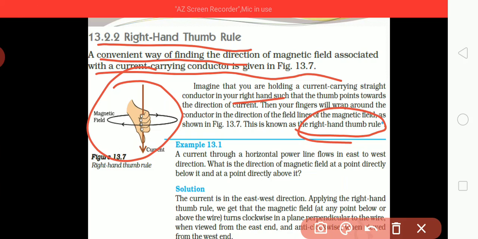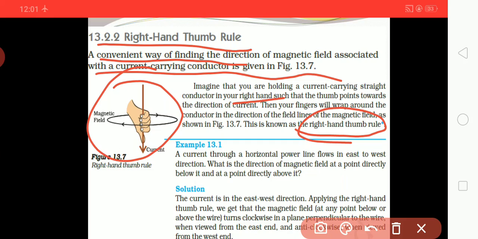Okay, so it is important for finding out a magnetic field, if we know the direction of a current. Now a new example: a current through a horizontal power line flows in the east to west direction.